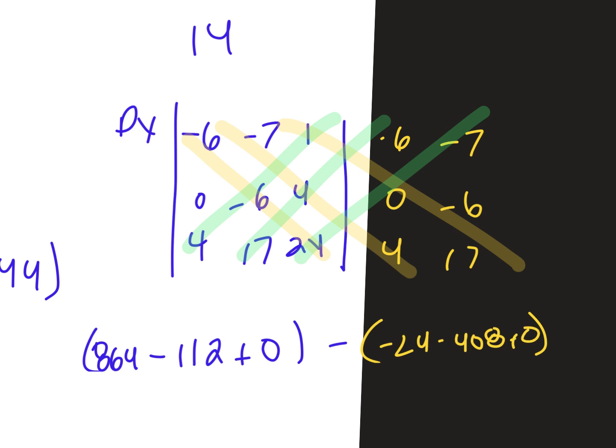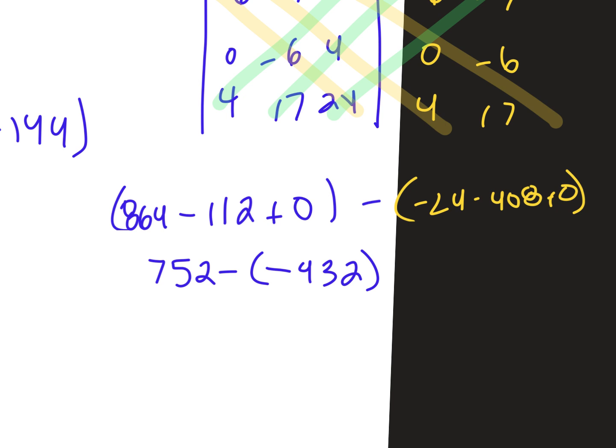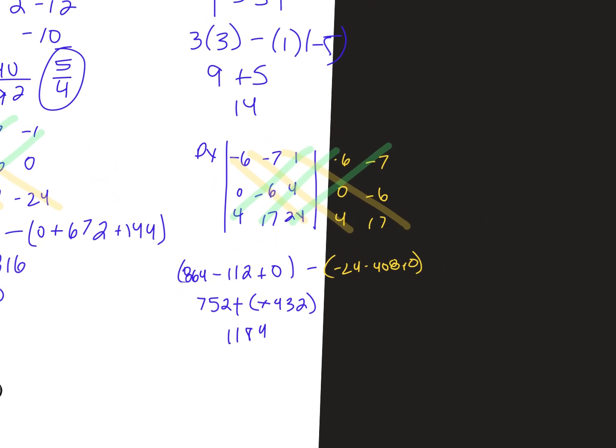0. Good. So, first parenthesis, 864 minus 112. 752, perfect. Minus, what's negative 24 minus 408? Negative 432. Guys, when you have two negatives together, what does that make? A positive. So what's 752 plus 432? 1184. All right, well, let's see if we're on the right track, just to make sure.